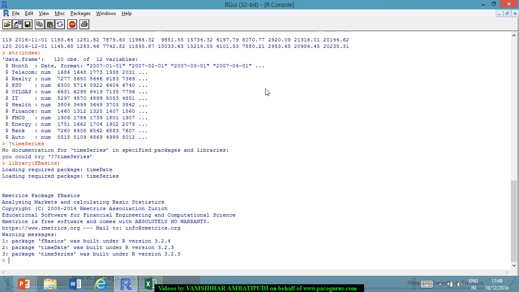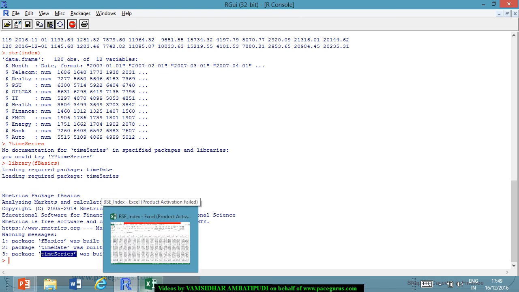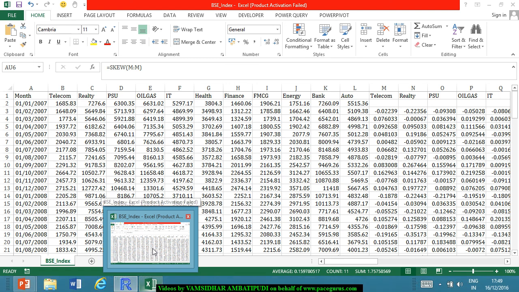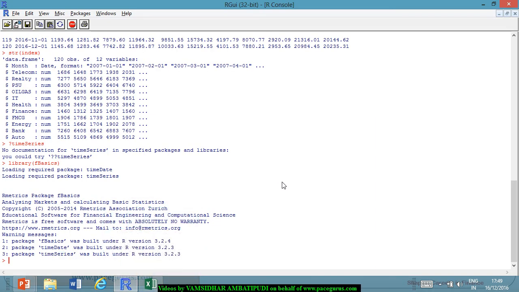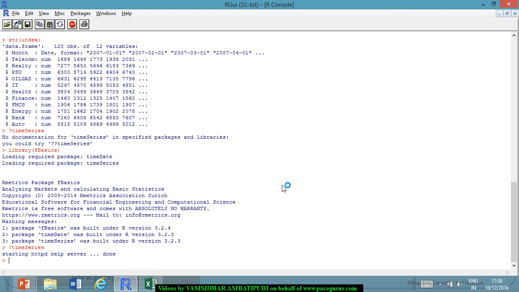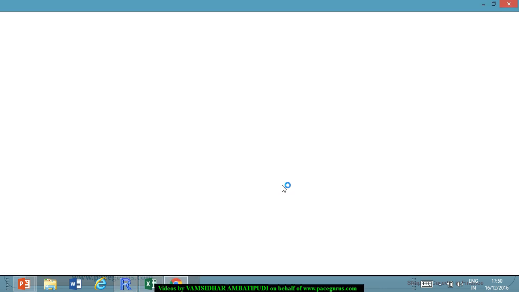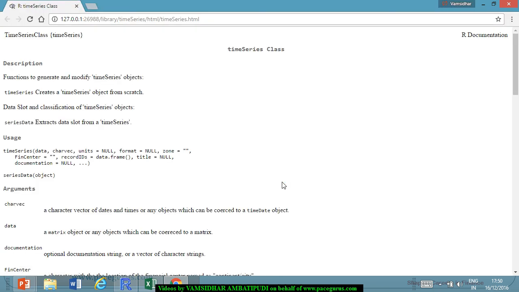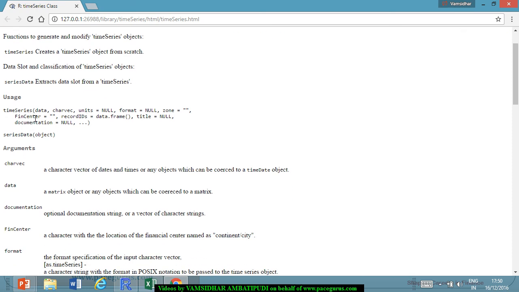I've loaded the basics, where even the time series package also will be inserted. So I've loaded the basics package, and from there I'm getting the time series package. So within that time series package, let me quickly look out for the time series function as well. Okay, so you see the time series class, it's a function to generate and modify the time series objects. Right, so this is what I'm going to do, the time series.